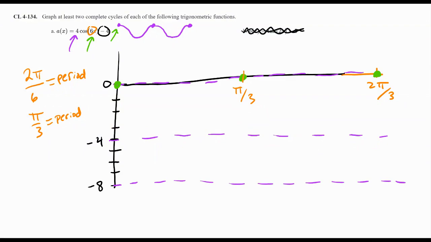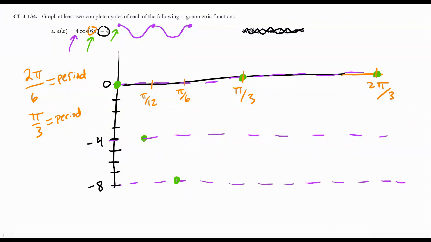But I need to find the in-between points. So I need to find the halfway point between pi over 3 and 0, which is just pi over 3 divided by 2, which is pi over 6. So that is going to be where I hit the minimum. And if I go halfway between 0 and pi over 6, well, that's just pi over 6 divided by 2, which is pi over 12. That's going to hit our midline.